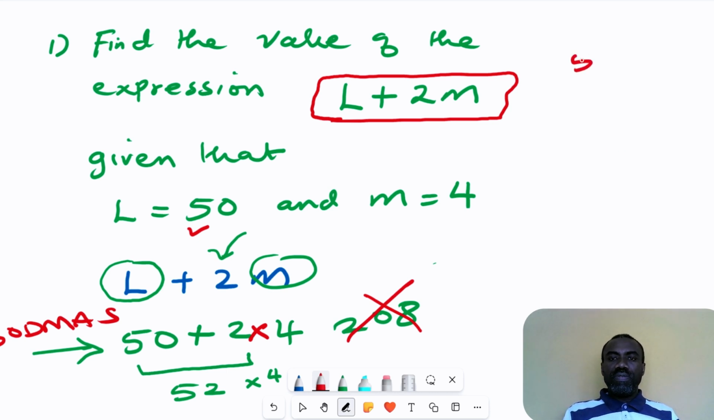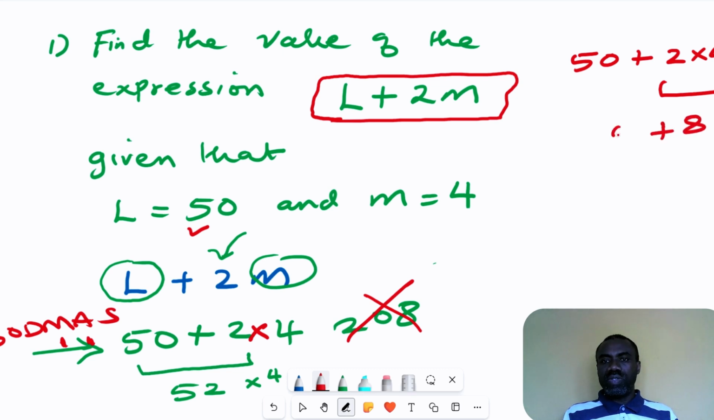So 50 plus 2 times m. This is what is going to give us the value of that. With BODMAS, we need to substitute m with 4. We've done that already. According to BODMAS, we first have to do this first. In BODMAS, multiplication comes before addition. So we need to do that one first, 8, and then we add it to the 50 and we get 58. So find the value of the expression L plus 2m, given that L is 50 and m is 4, and the value is 58.